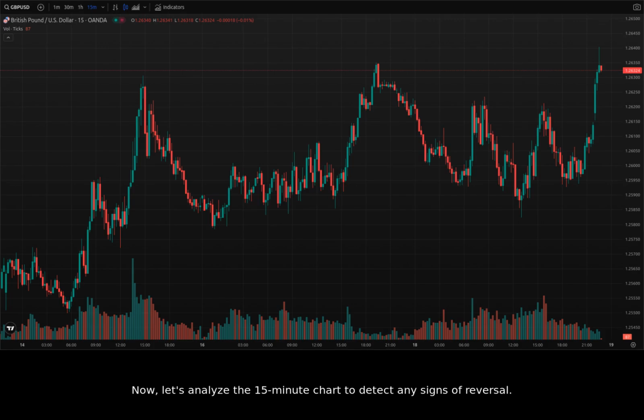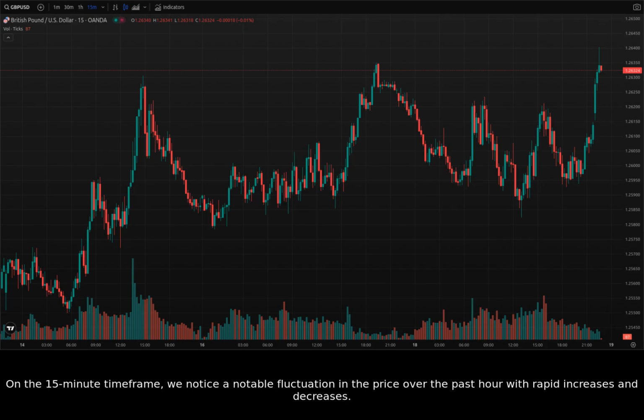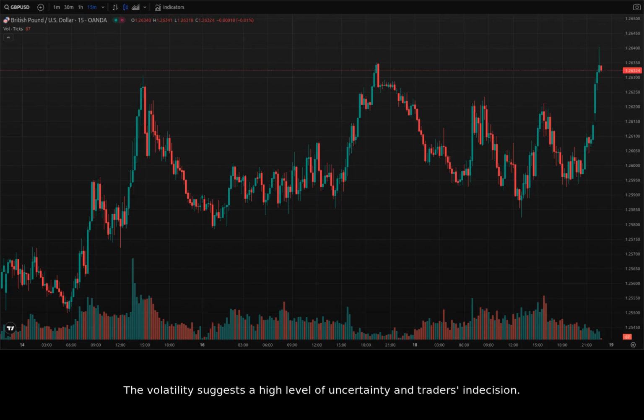Now, let's analyze the 15-minute chart to detect any signs of reversal. On the 15-minute time frame, we notice a notable fluctuation in the price over the past hour with rapid increases and decreases. The volatility suggests a high level of uncertainty and traders' indecision. This could be a precursor to a trend change, especially if supported by broader market signals.